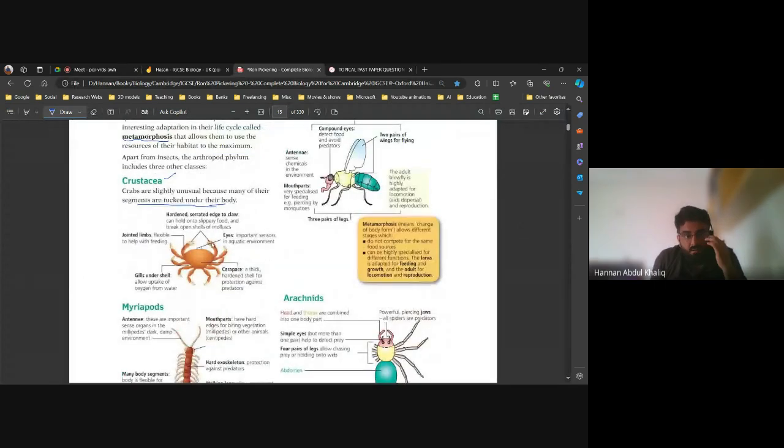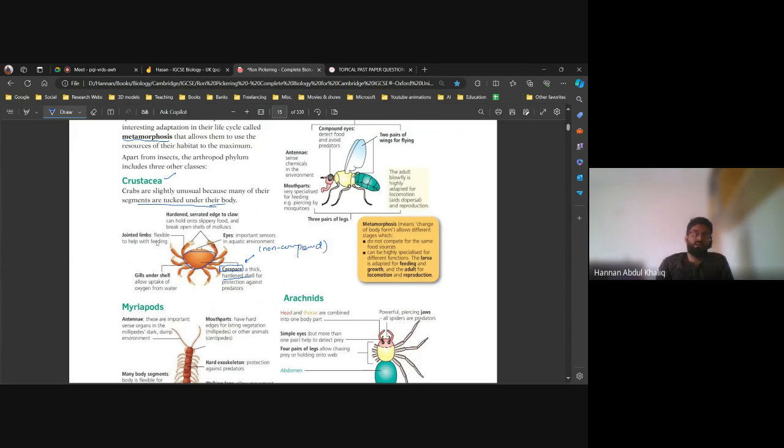So let's see. First, we are talking about their exoskeleton. Their exoskeleton is a hard shell that we often name as carapace, a thick, hardened shell for protection against predators. You can see over here, this is the hard shell. They have eyes, but they don't have compound eyes.